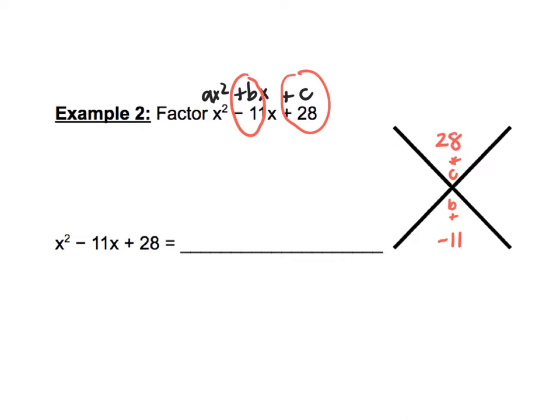So I'm looking for 2 numbers that multiply to 28 and add to negative 11. So my factors of 28, I know I have 1 and 28. I have 2 and 14. 3 doesn't work. I have 4 and 7. 5 doesn't work, and 6 doesn't work. So those are my options.